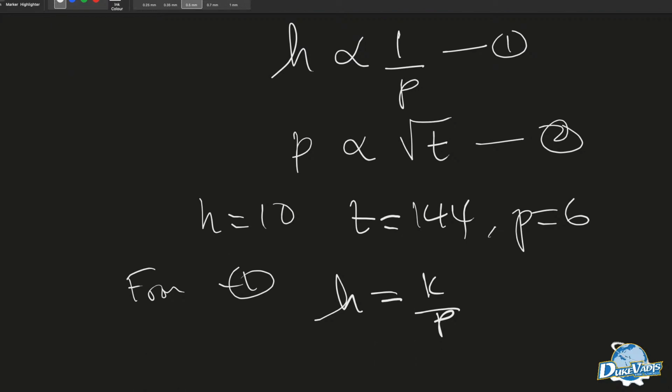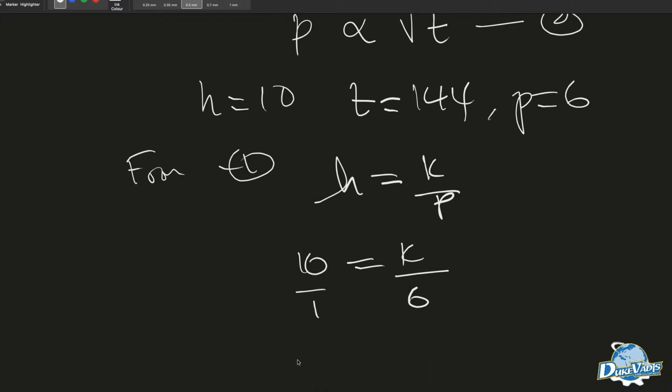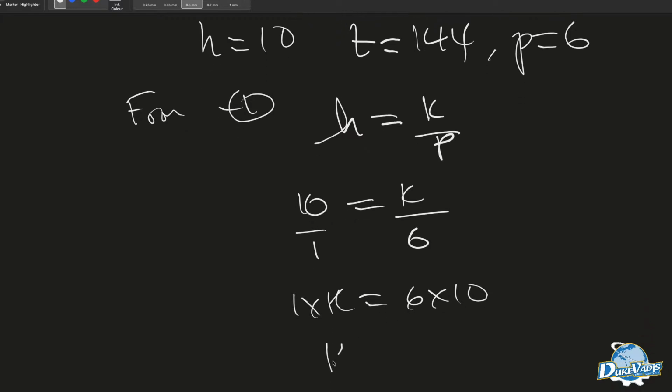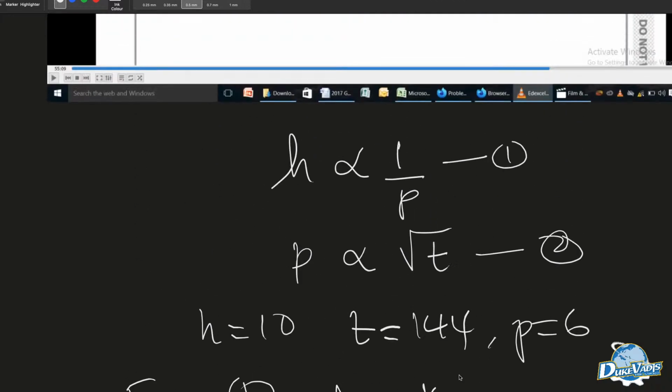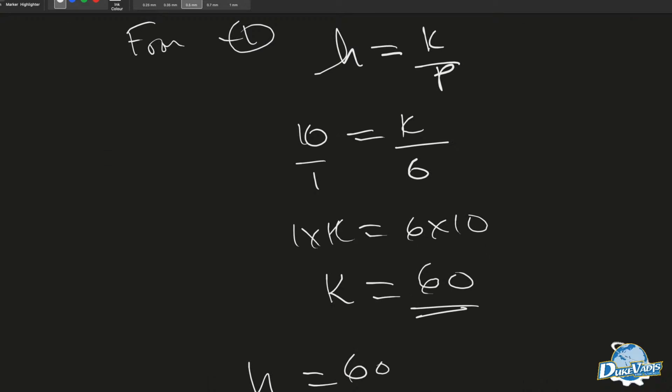Okay, so we have to find the value of k so that we're able to establish that particular equation. But we have been given that h is equal to 10, so we put 10 here, is equal to k over p, and p is 6. So I'm going to get 1 times k is equal to 6 times 10. So k is now 60. So I've been able to establish the equation, and now we can say that h is equal to 60 over p. That becomes our equation 3.